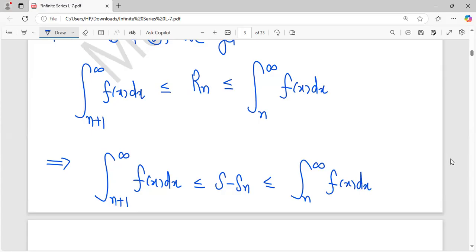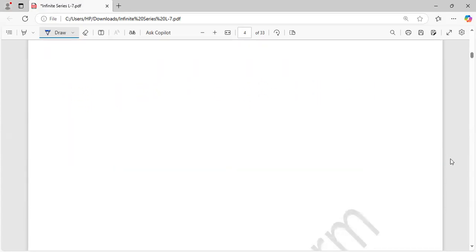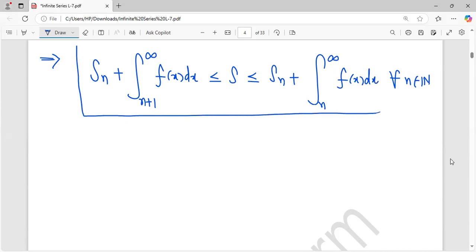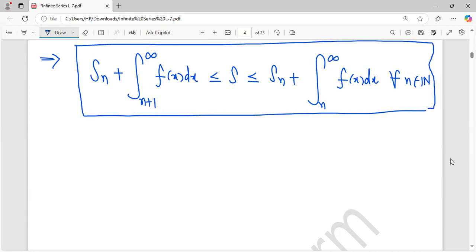So now we solve it. This implies S_n plus the integral from n+1 to infinity of f(x) dx is less than S_n plus the integral from n to infinity of f(x) dx, for all n belonging to N. So this is true for any n belonging to N. So this is my result.